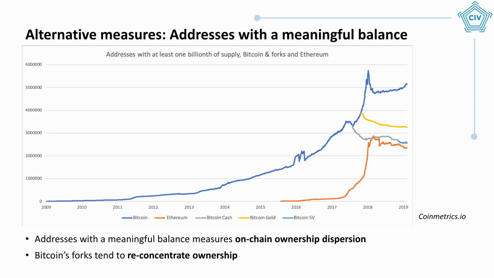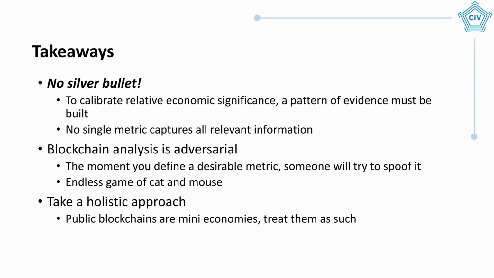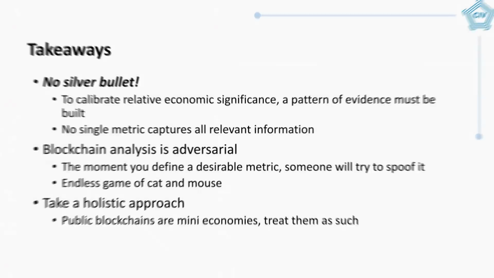But interestingly, if you look at some of the Bitcoin forks on the chart, you'll see that they've actually become reconcentrated, as ownership has become less dispersed from the fork period onwards. So, just quick takeaways from this talk. There really is no single metric you can use to determine the economic significance of a public blockchain. You have to build a pattern; I think network level analysis is really informative, but there's no one metric which alone satisfies everything. And market cap certainly is deficient in a number of ways.